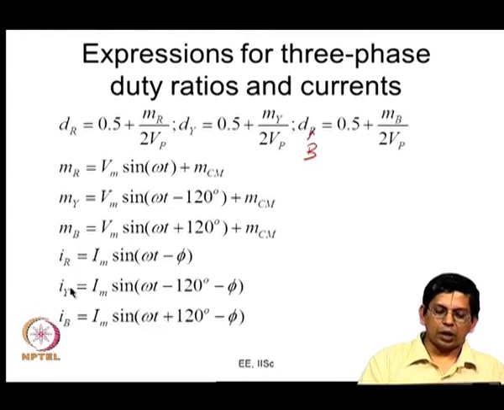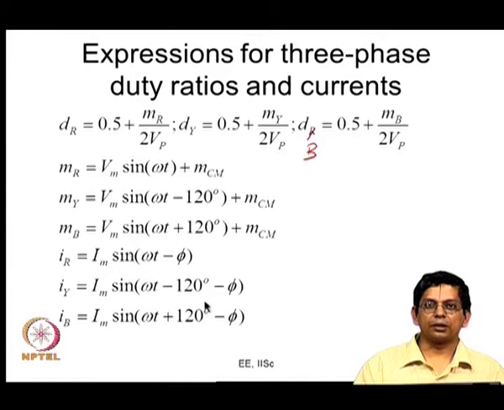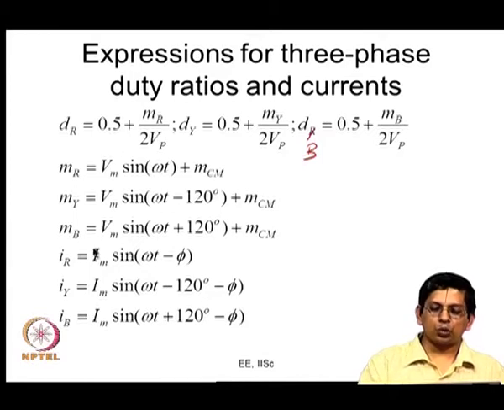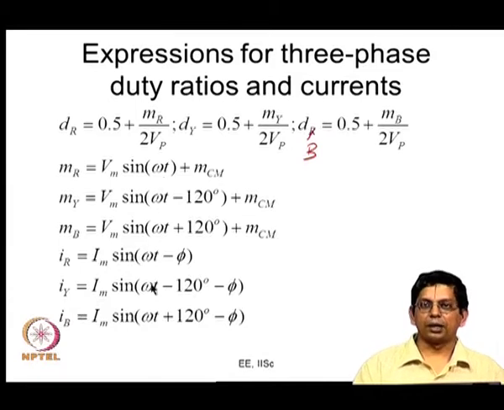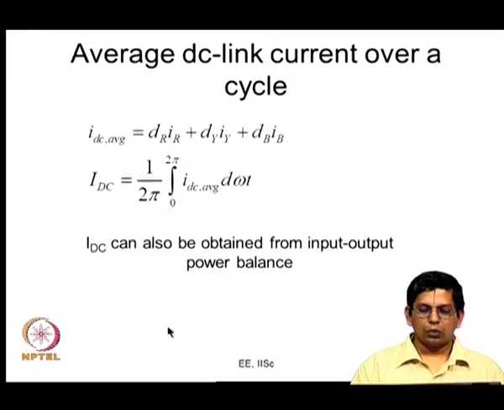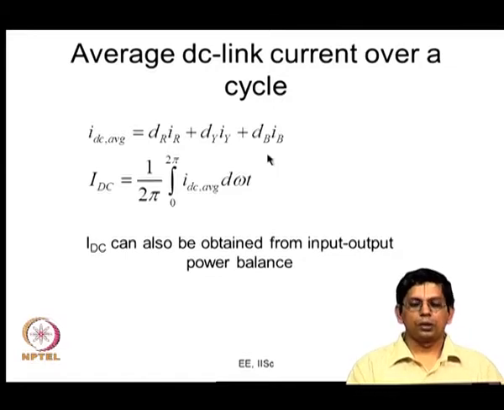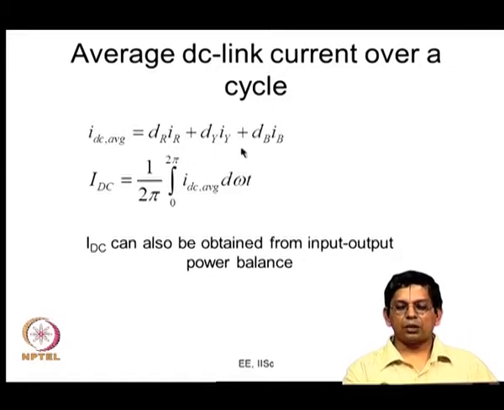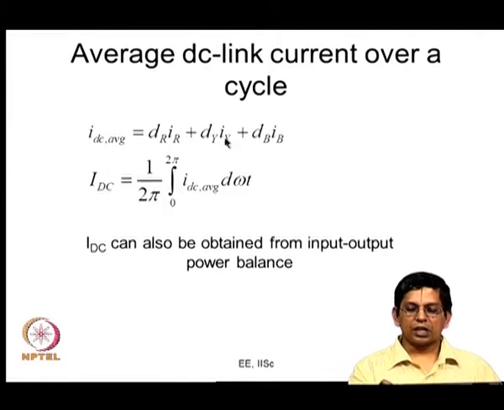Okay. So, IR, IY, IB, as I have said before, the fundamental component alone is shown, the harmonics have been neglected. So, you are now able to express both your dR, dY, dB and IR, IY, IB in terms of omega t and the modulation index and the peak value of current Im, right. So, you can bring all of them together, which I have not really shown. So, from this, IDC average, dR, IR, you can do this. So, the 3 phase currents, they are whatever.